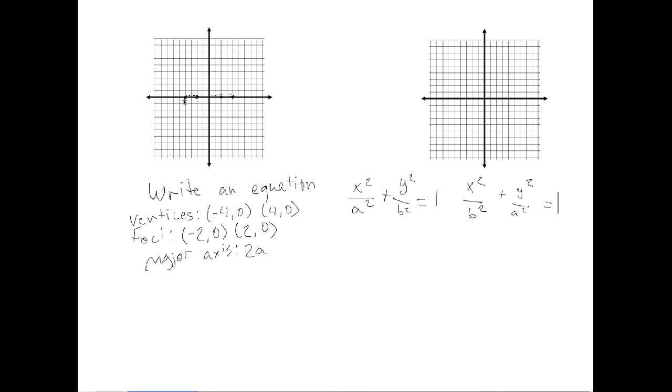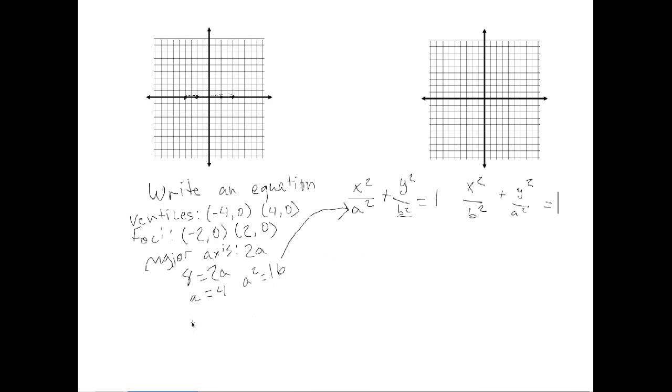Well, since we know the distance, or we can figure out the distance between our 2 vertices, we can just count. 1, 2, 3, 4, 5, 6, 7, 8. So our distance is 8, and 8 equals 2a. Well, that means that a equals 4. So that means that a squared equals 16. We are halfway there. All we need to do is find out what b squared is.